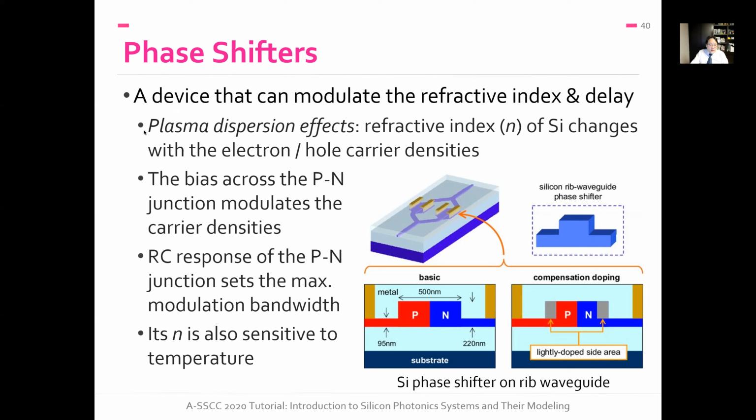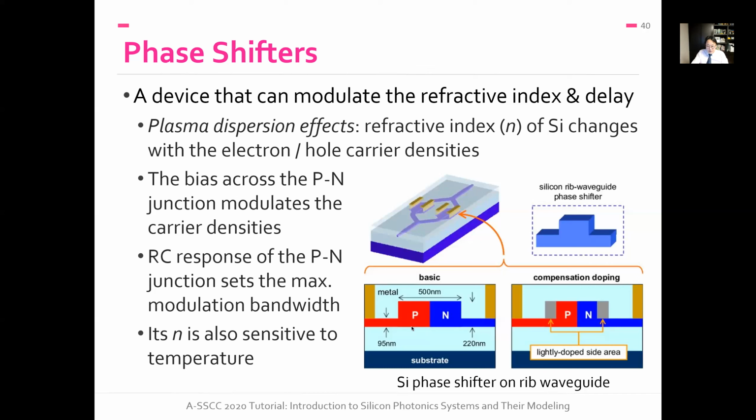So there are various different ways, and one very popular way is to use an effect called plasma dispersion effects, which is the phenomenon where the refraction index of the silicon material changes with the density of the electrons and holes of the silicon. So earlier I talked about the depletion region. By changing the amount of reverse bias, you can change how depleted your PN junction is. That will change the carrier density. Therefore, you can modulate the refraction index.